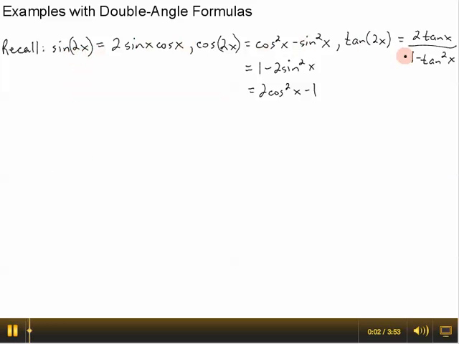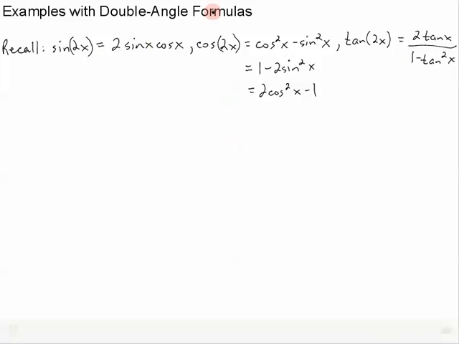Okay, I've written the double angle formulas for all three trig functions up here, including all three versions for the cosine of 2x. So our first example, let's find tangent of 2x if we know that secant of x is 2 and the angle x ends up in quadrant 4.